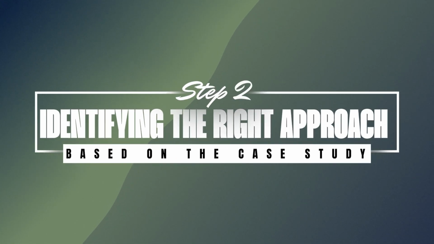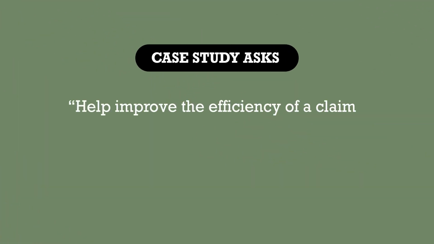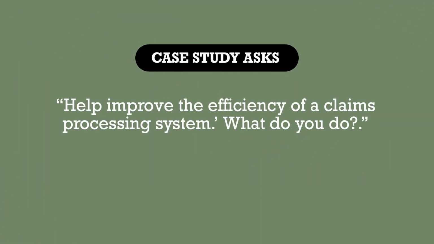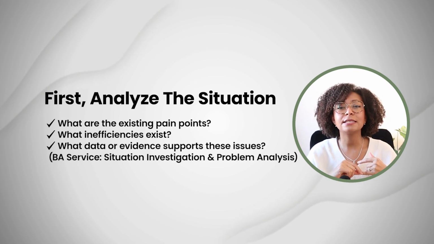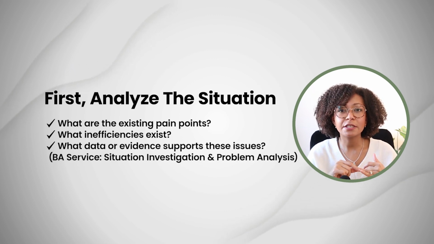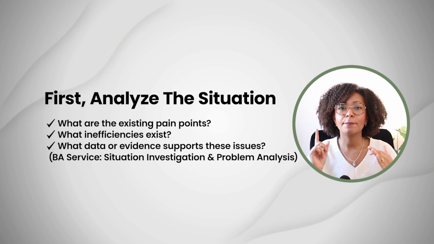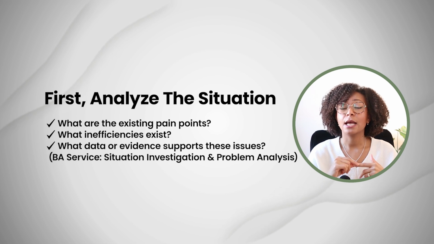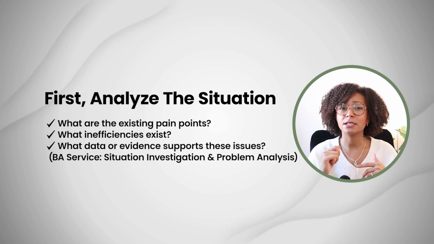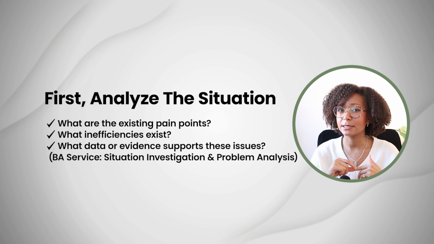Step 2 is identifying the right approach based on the case study. Okay, so let's say the case study asks you to help improve the efficiency of a claims processing system. What exactly do you do? Here's how you approach it using the framework. First, you analyze the situation. What are the existing pain points? What inefficiencies exist? What data and evidence supports these issues, right? So the BA service you're adopting here is the situation investigation and problem analysis, right?